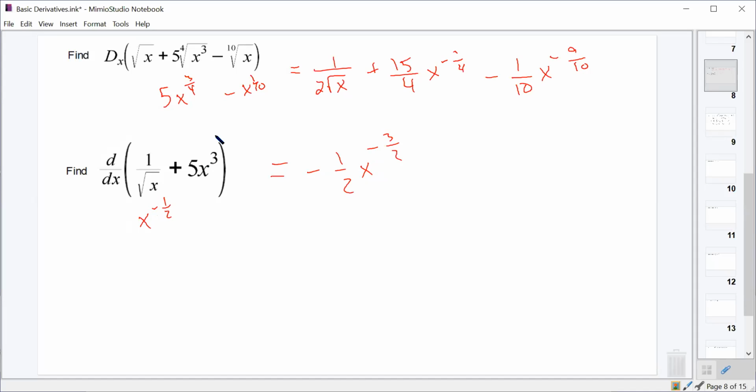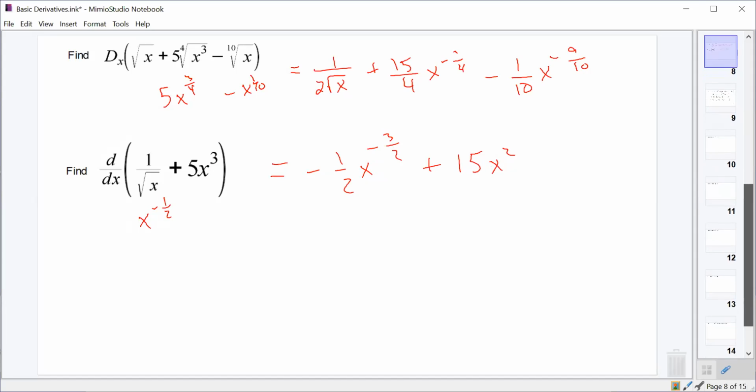And the derivative of 5x cubed ought to be plus 15x squared. Any issues with any of these so far? Okay, so we've talked about derivatives, right?